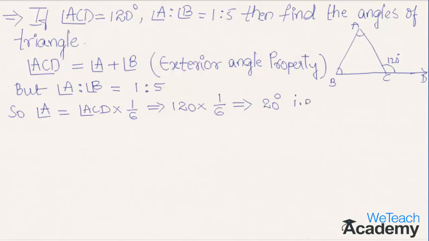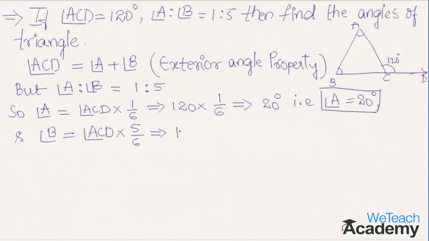We get here angle A is equal to 20 degrees, and angle B is equal to angle ACD into 5/6. That implies 120 degrees into 5/6, which is equal to 100 degrees. We get angle B is equal to 100 degrees.